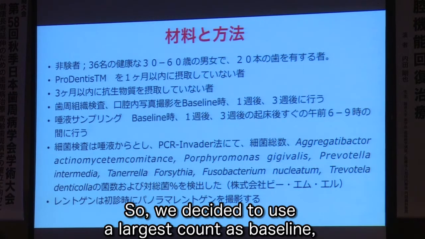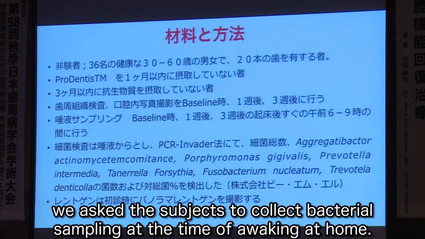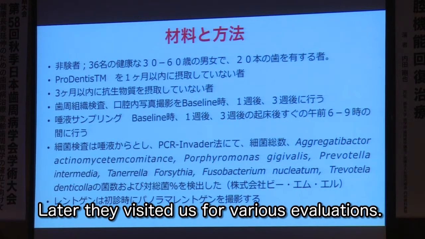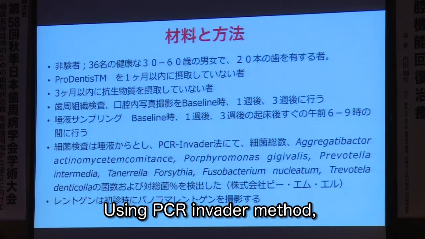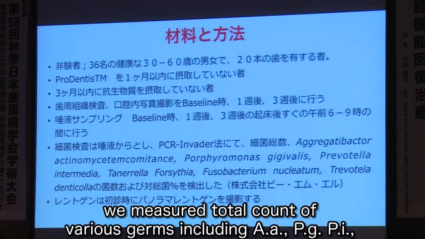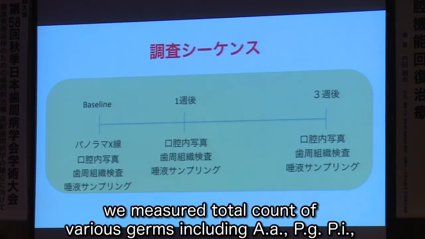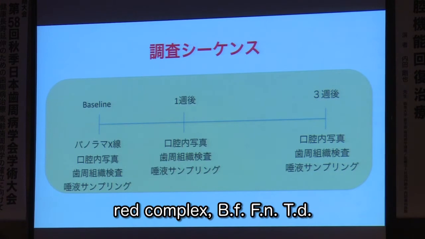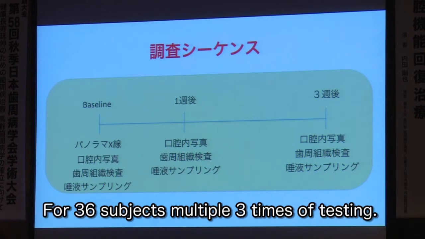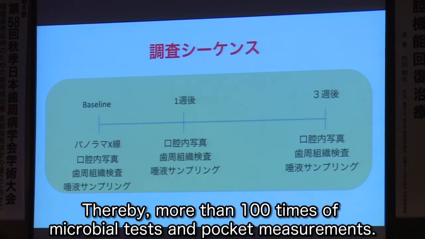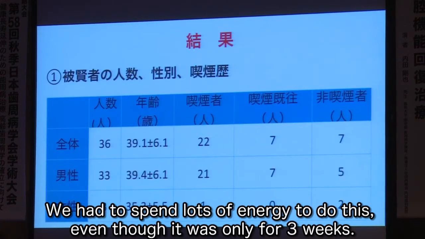So, we decided to use the largest count as baseline. We asked the subject to collect bacterial sampling at the time of awakening at home. Later, they visited us for various evaluations. Using the PCR invader method, we measured total counts of various germs including AA, PG, PI, red complex, BF, FN, TD. This is the research sequence. For 36 subjects, multiple 3 times of testing, thereby more than 100 times of microbial tests and pocket measurements. We had to spend lots of energy to do this, even though it was only for 3 weeks.